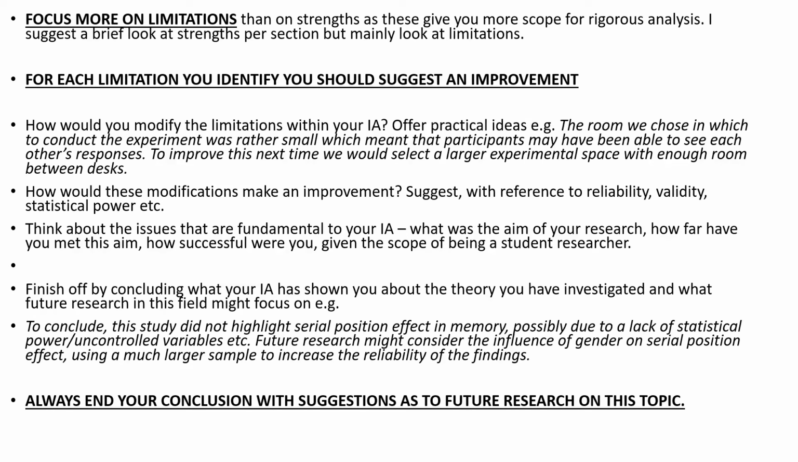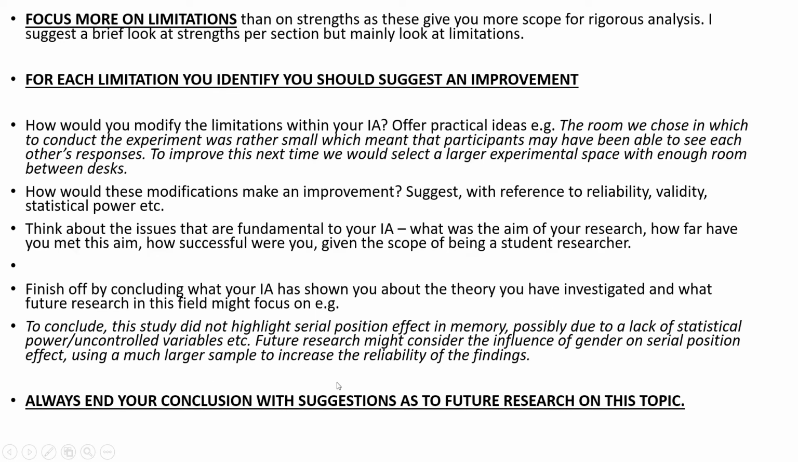For example, to conclude, this study did not highlight serial position effect in memory, possibly due to a lack of statistical power or uncontrolled variables, whatever you want to say. Now look at the use of that word possibly. If you put in because of this, it's too emphatic, it's too definite. Always possibly suggests that. Could be perhaps a result of. Never be definite when you're writing about the results because you don't know what caused the results. You have no idea. It could be a range of variables that you have no idea about. This is why we need large numbers to kind of erode that level of doubt a bit. So put words like possibly.